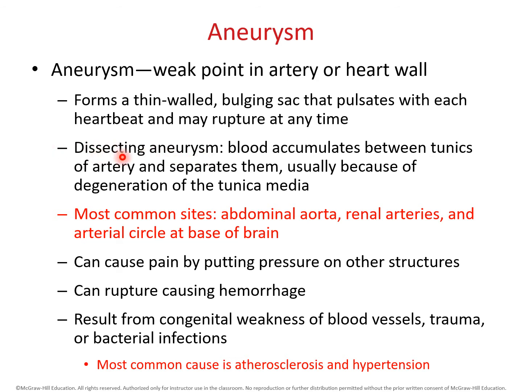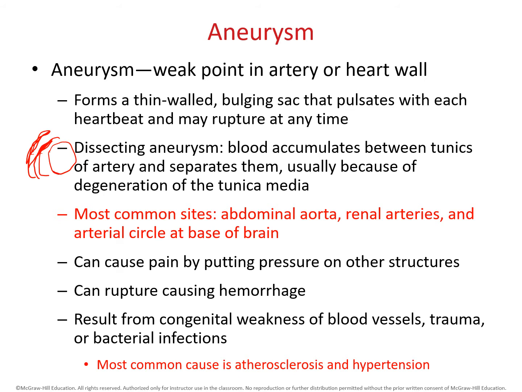Dissecting aneurysm happens when blood accumulates longitudinally in between the walls of the artery and separates the walls of the artery. So if you have an artery like this, the walls basically separate longitudinally. That's a vessel, and this wall separates from the vessel. Okay, so that's called a dissecting aneurysm.